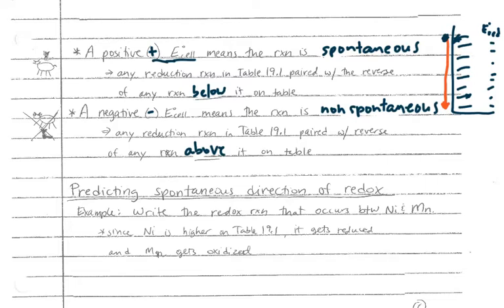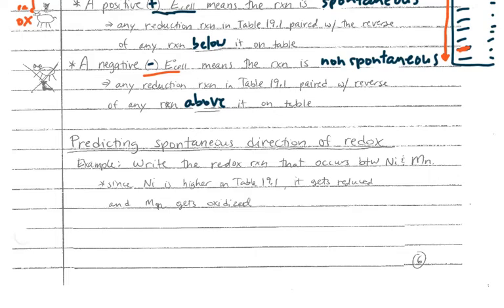My mnemonic here is that the cat is on top of the ox. Remember, the cat is reduction, the ox is oxidation. So if the reduction reaction is listed above the oxidation reaction on the table, then it will happen spontaneously, and it will have a positive E cell. But if the reduction reaction is lower on the table than the oxidation reaction it's paired with, it will be non-spontaneous, and it will have a negative E cell value. That's because the ox cannot be on top of the cat. All right, so let's do some practice problems where we predict the spontaneous direction of a redox reaction.